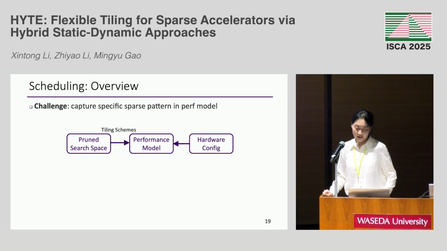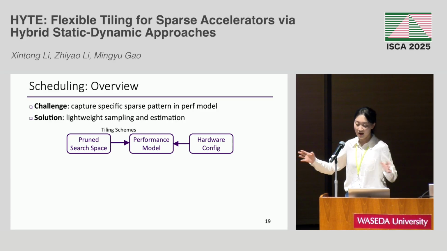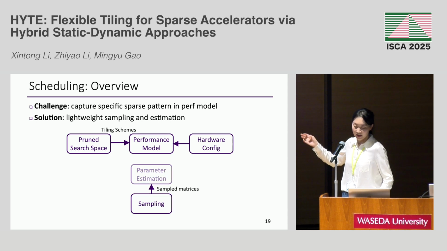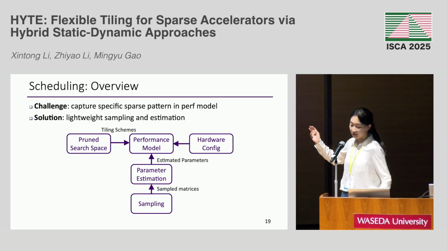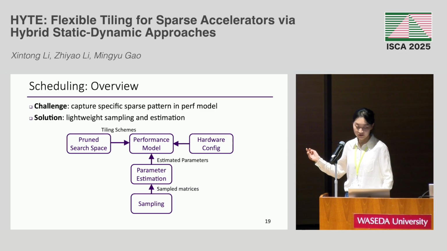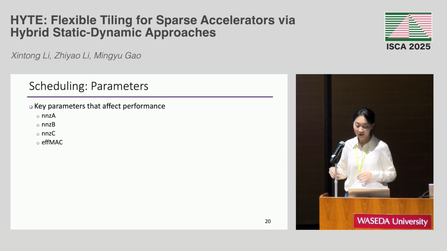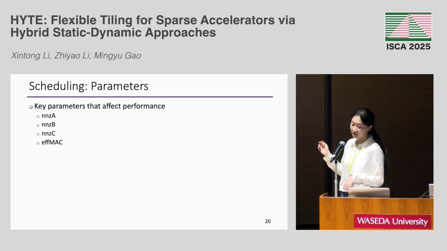Our goal is to understand the characteristics of each specific tensor so that we can select the most efficient scheme for it. Since the original tensors are large and processing the whole tensor would be costly, we use a lightweight sampling and estimation approach. By analyzing just a small portion of the tensor, we can efficiently extract the key parameters we need. So what are the required parameters that will affect the performance?